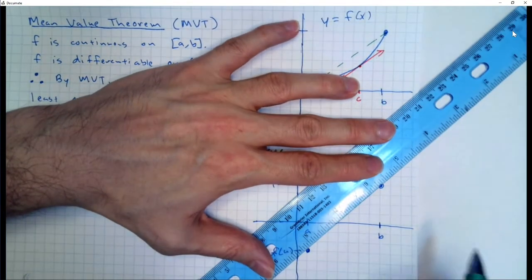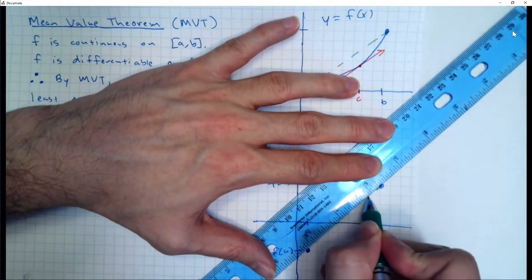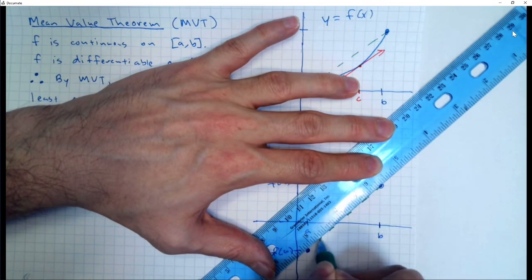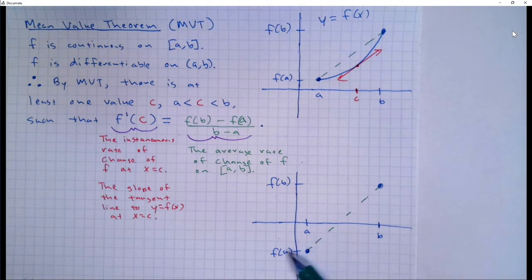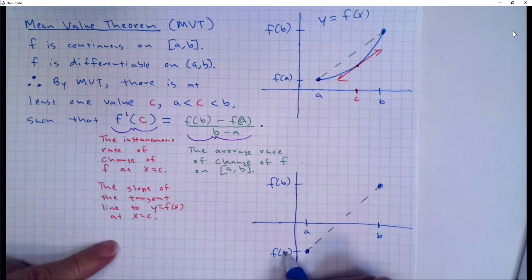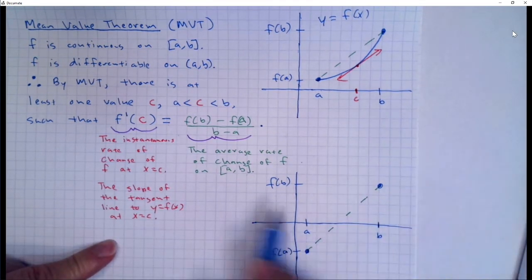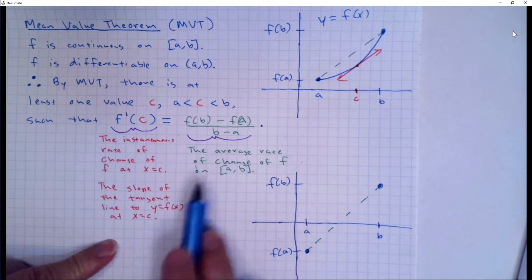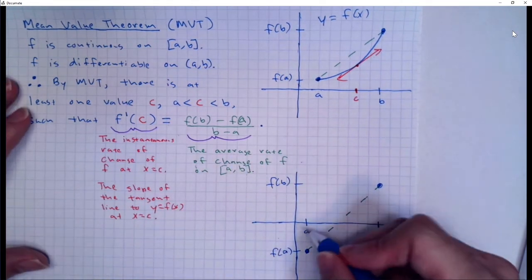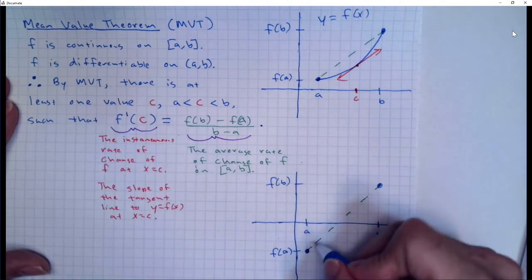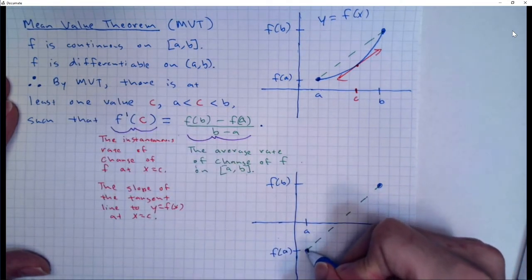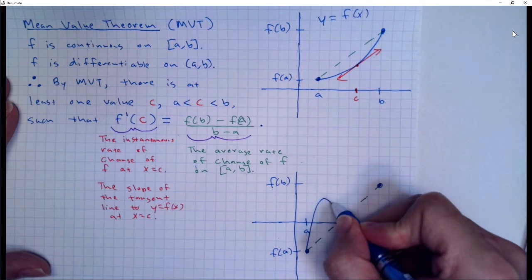And again, this is the green secant line connecting a comma f of a to b comma f of b. The slope of this green secant line is the average rate of change of f on a comma b. Now, how could I get more than one such c value? Maybe we have a graph that does something like this.